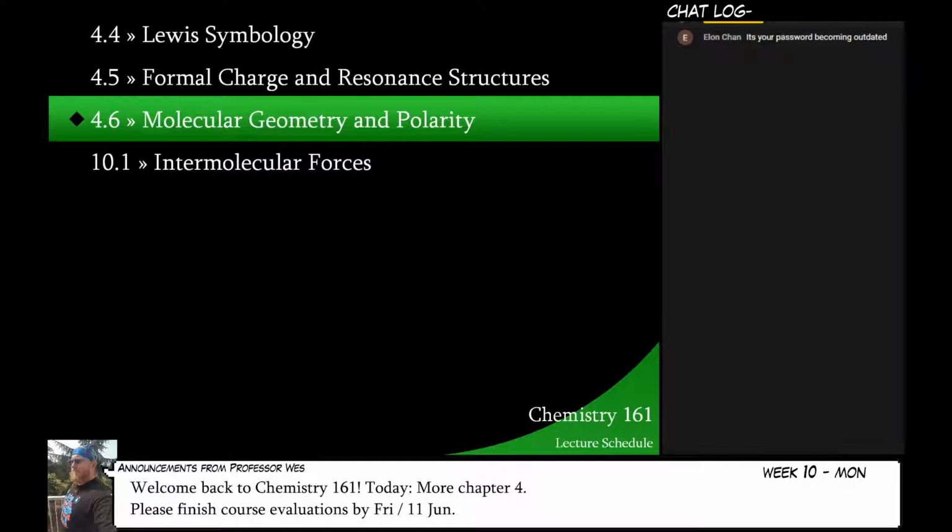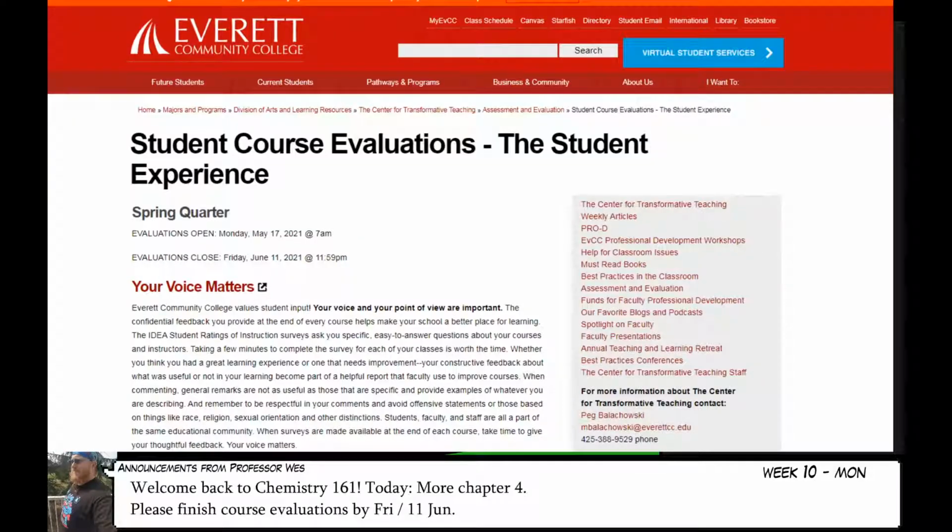So if you run into password issues because you're doing this on Friday night before it's due, you're not going to be able to access it. So make sure that you try and do this early in the week. It closes Friday. I don't know if that means Friday at 11:59 p.m. or if that means Friday at noon. They don't tell me this stuff. Oh, it says right here. It literally says right here in front of me. Evaluations close Friday, June 11th at 11:59.